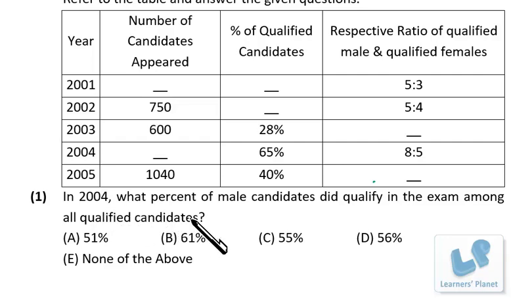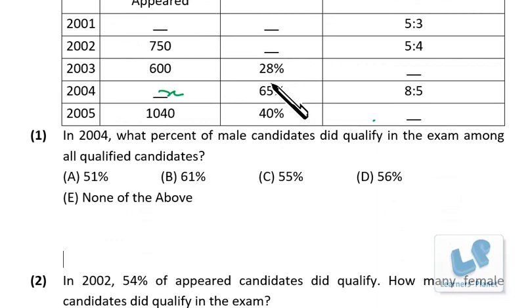In 2004, what percentage of male candidates did qualify in the exam among all qualified candidates? So suppose this is X. So the qualified candidates is 0.65x, right? And since we have to find out the percentage of male from qualified candidates, in the denominator also we will be getting the same data. So I just write it over here for concept clarity. So the total strength will be 0.65x.